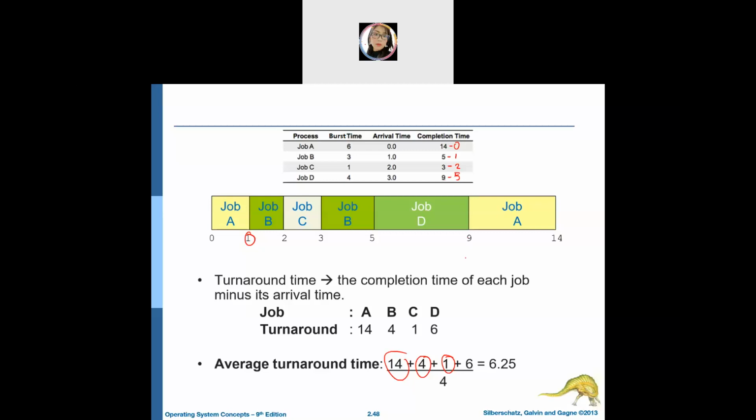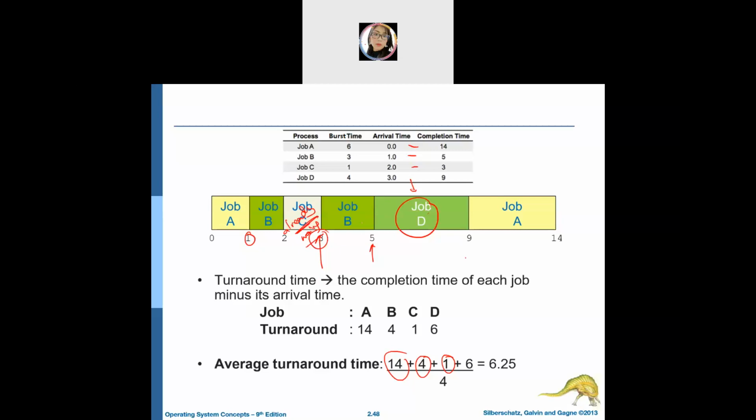Job D, it is... Sorry. 14 minus 0, 5 minus 1, 3 minus 2. And for job D, it's not looking at here because of the arrival time I just mentioned. Job D has already arrived here, but you did not directly do job D. It is already waiting here.